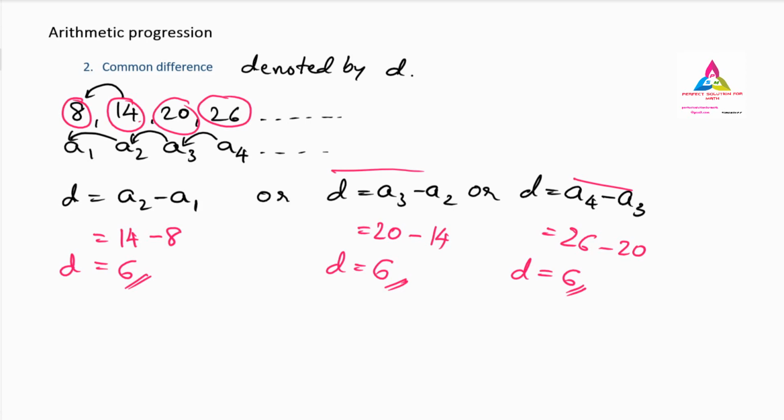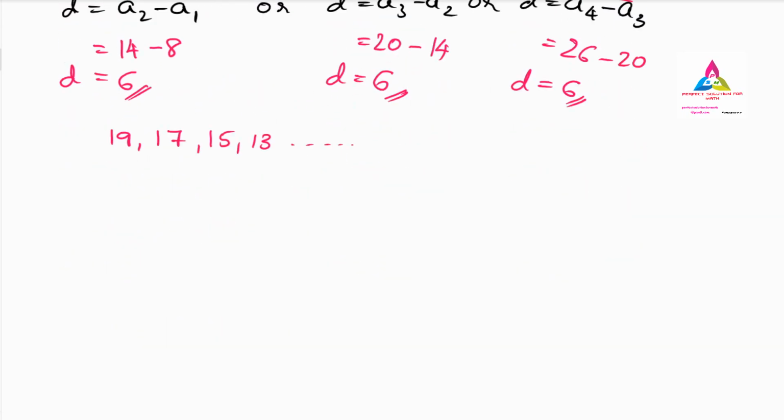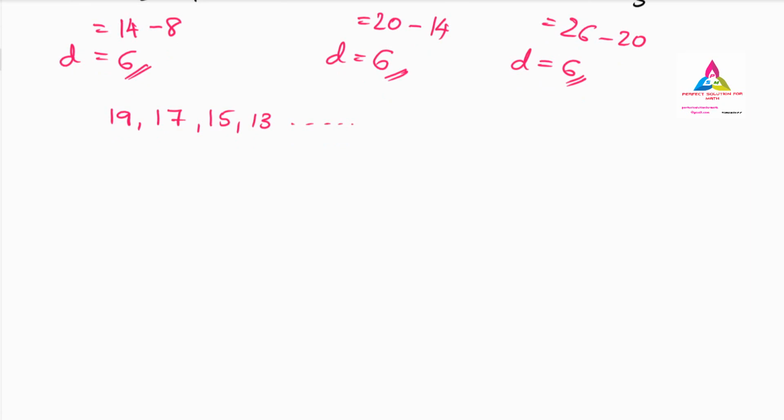You can solve by using one more example. So the next example is 19, 17, 15, 13, and so on. Here you have to find the common difference again. I will give you 10 seconds of time. Solve that quickly. Okay, I think you are ready.